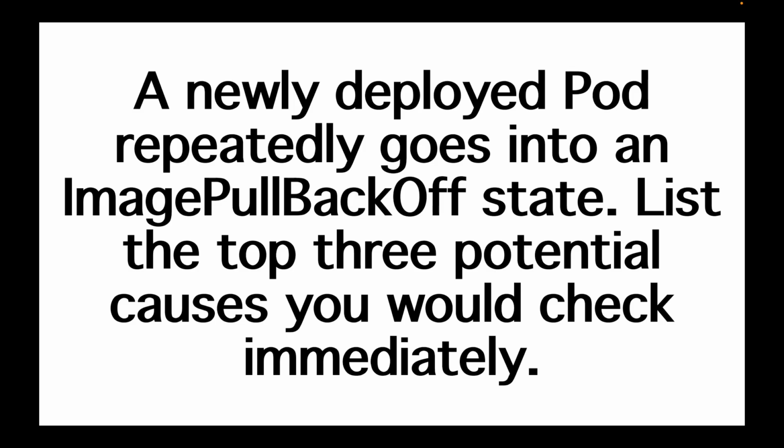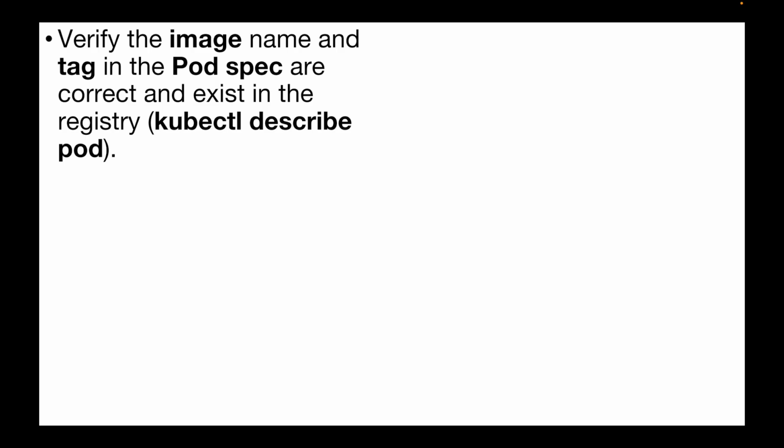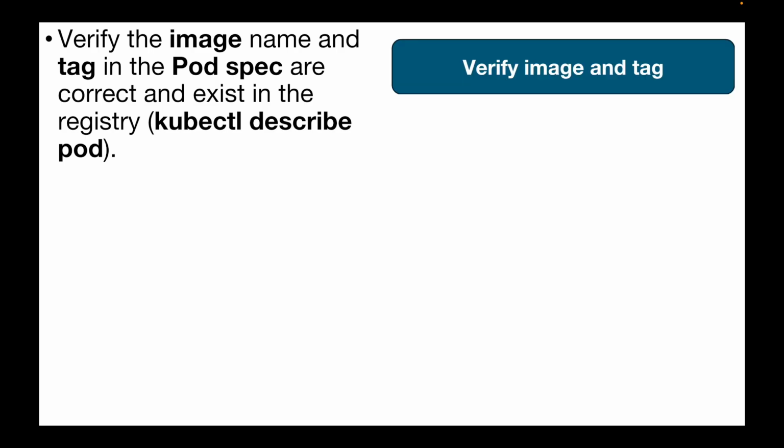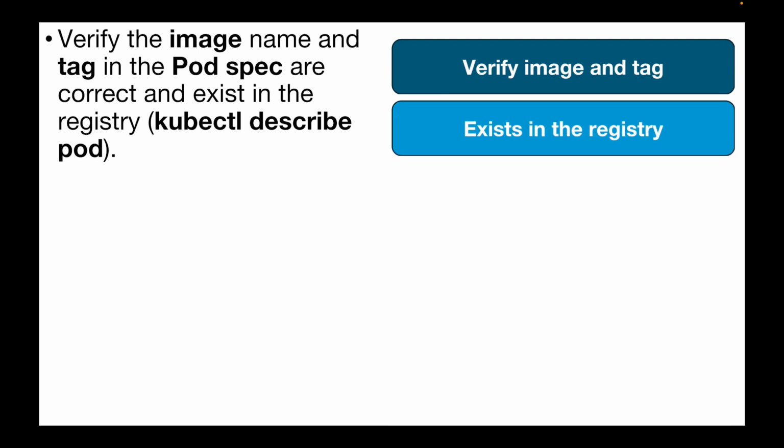The next question we have is: a newly deployed pod repeatedly goes into an ImagePullBackOff state. List the top 3 potential causes you would check immediately. So the first thing we can do is verify the image name and the tag of the image in the pod specification, whether they are correct and whether they exist in the registry.